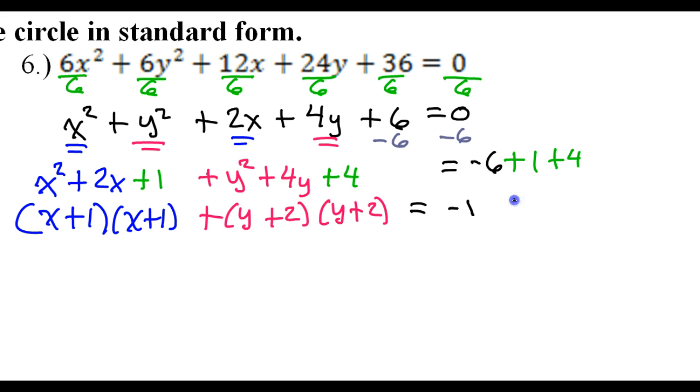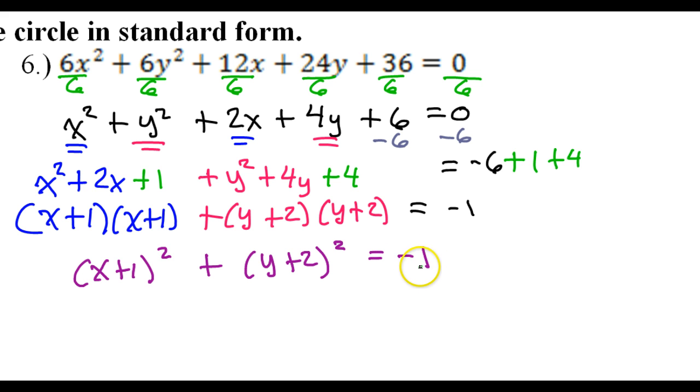This does not look right. All right, over here I'm going to get x plus 1 squared, and here I'll have y plus 2 squared. Okay, but that would mean the radius is imaginary. So, I mean, when you square something, it's always going to be positive.